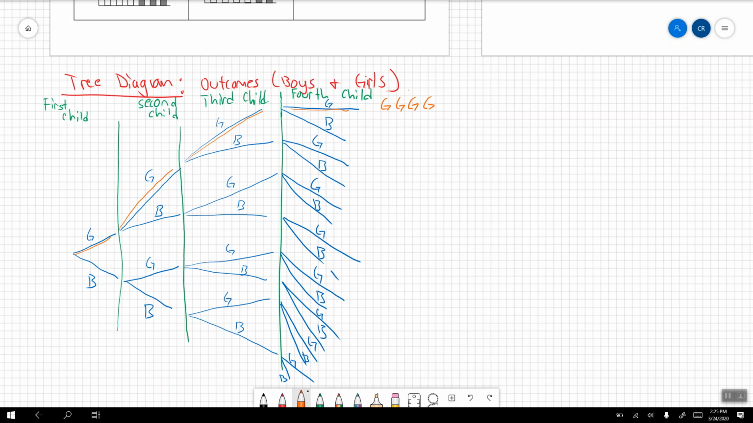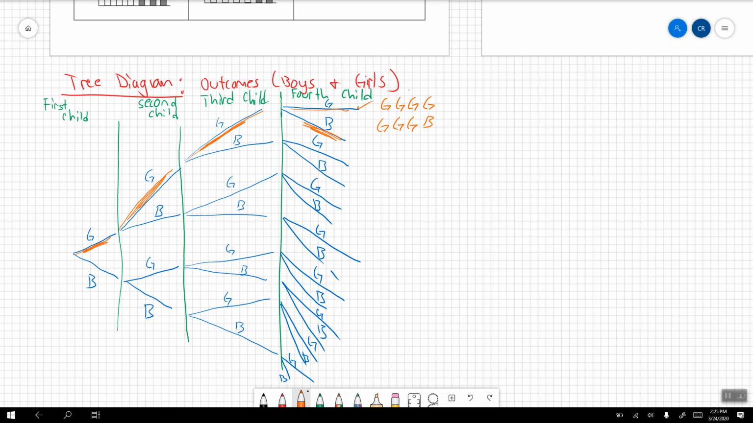Well, let's look at a different possibility. First possibility was that they could have a girl. Second possibility, girl again. Third possibility, girl again. But this time the fourth possibility could be that the baby was a boy. Nice. All right, let's go down another branch.